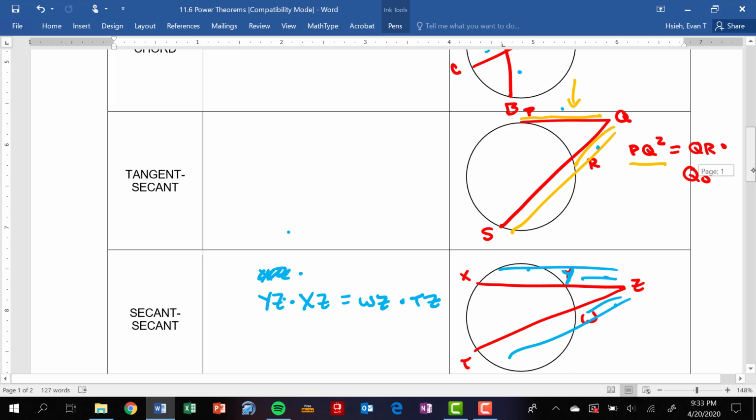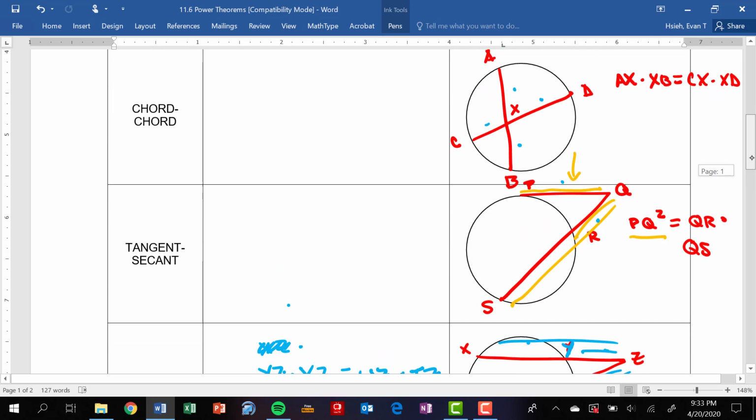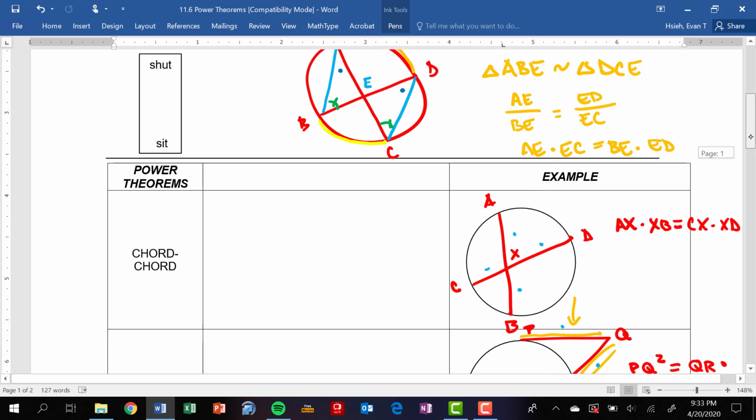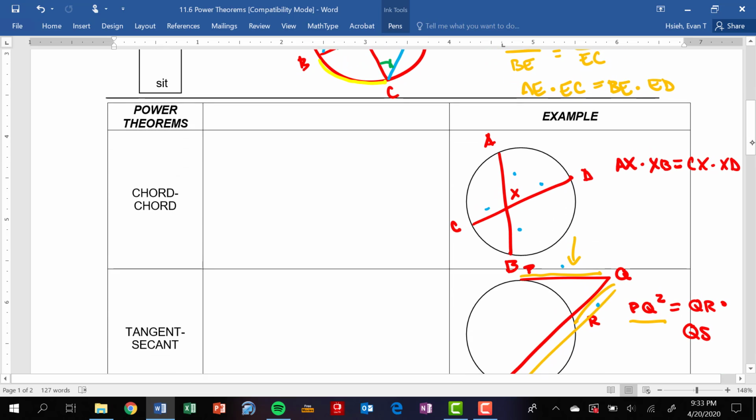The difference in this section, of course, is that we are dealing only with segment lengths here, as opposed to in the previous sections we had been doing a bunch of angles and arc measures. All right, let's try some problems by flipping over to the back side of this worksheet.